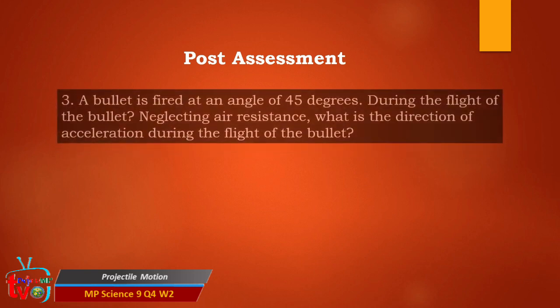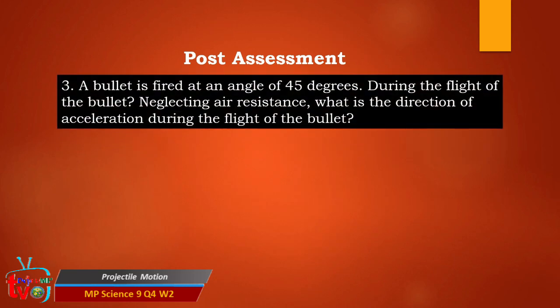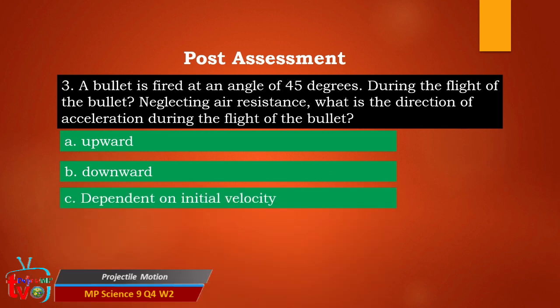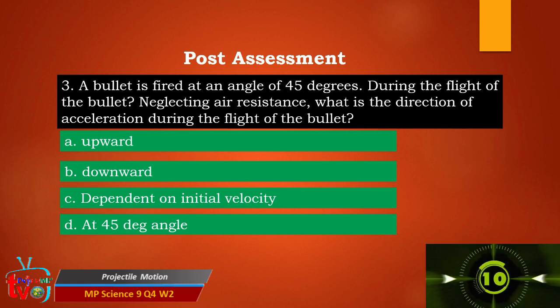Number 3. A bullet is fired at an angle of 45 degrees. Neglecting air resistance, what is the direction of the acceleration during the flight of the bullet? Letter A. Upward. Letter B. Downward. Letter C. Dependent on initial velocity. Letter D. At 45-degree angle. Go.